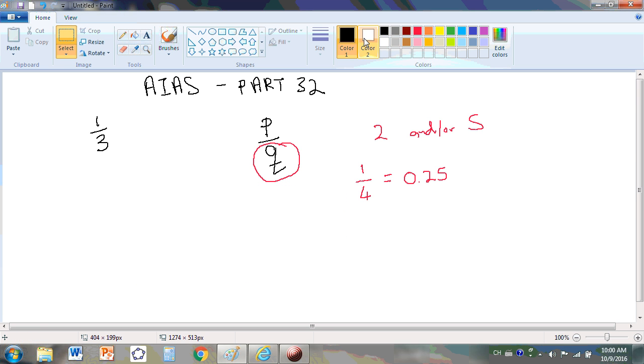Now let's take a look at 1/3. With 1/3, it's impossible to find an equivalent fraction so that we can have 1/3 expressible in base 10. There is no such equivalent fraction. Why? Because 3 is not a prime factor of 10. The prime factors of 10 are 2 and 5, and 3 is not 2 or 5. So it's not possible to express 1/3 in base 10.